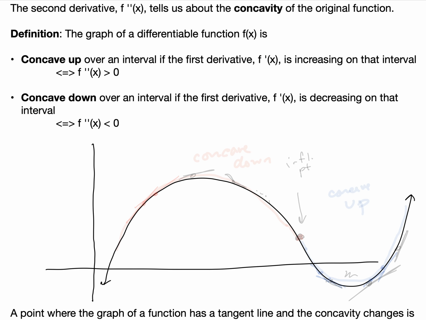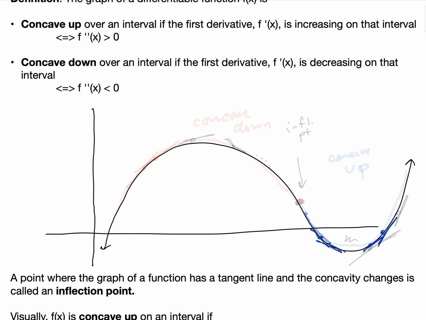So, for example, in the graph below, we are concave up over this area here because the first derivative is increasing. Similarly, we're still concave up over here because the first derivative, the slope, is becoming less negative, it is increasing. Over the interval here, maybe from about here forward, we are concave up over that interval in blue.